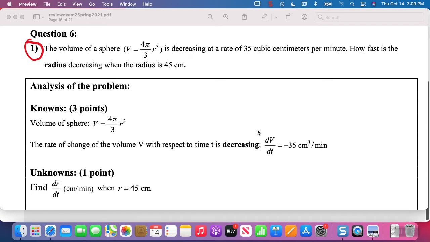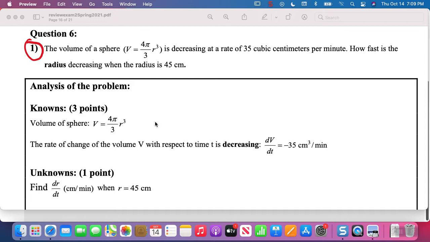Hi, this is a related rate problem. This problem says the volume of a sphere is given by V equals 4 pi r cubed over 3. The volume of the sphere is decreasing at a rate of 35 cubic centimeters per minute. The question is, how fast is the radius decreasing when the radius is 45 centimeters?